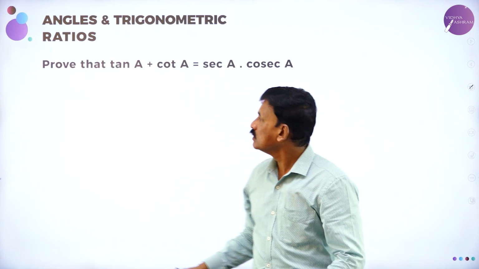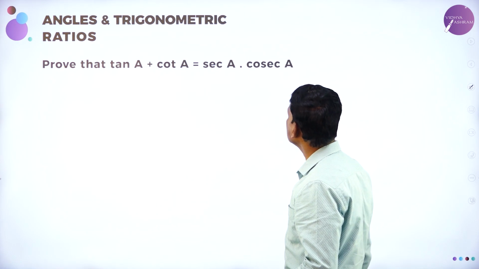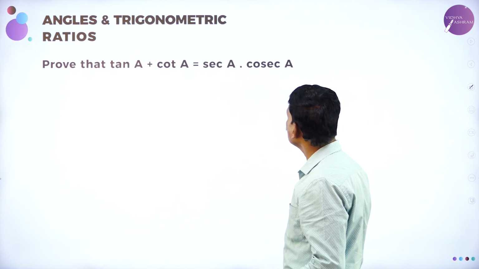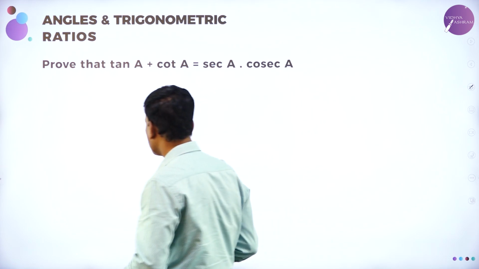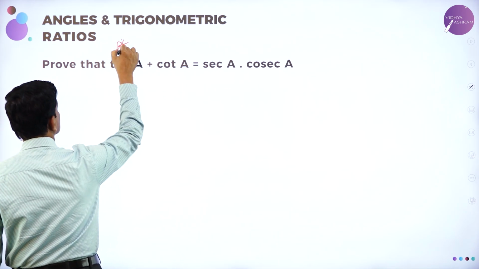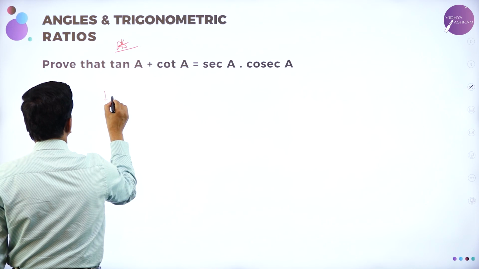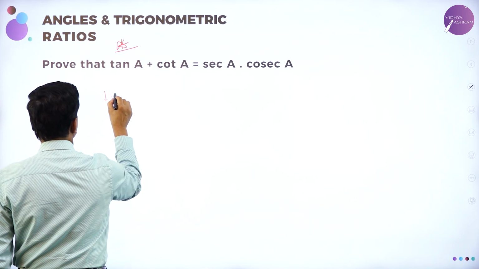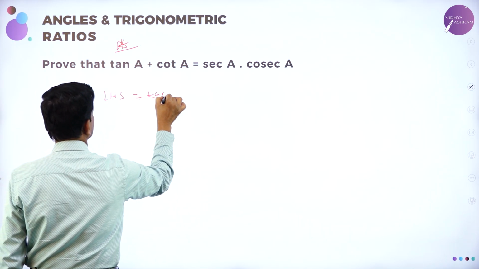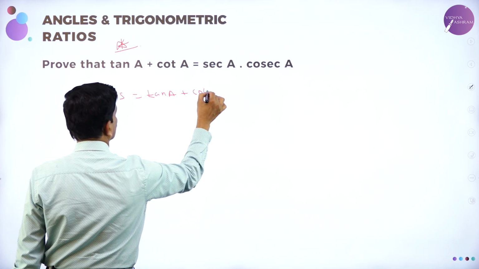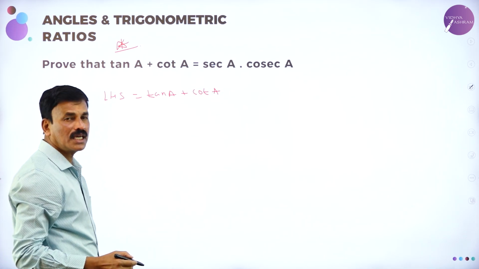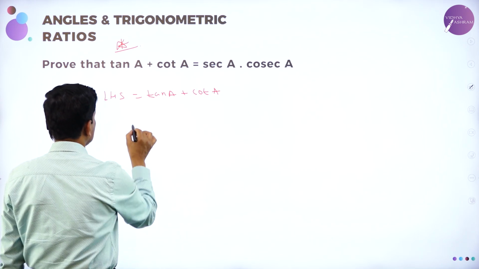Same type of problem. Prove that tan a plus cot a is equal to secant a into cosecant a. This is also a very important problem for 2 marks. Now what is to be proved? Let us take the LHS, tan a plus cot a, which should equal secant a into cosecant a.